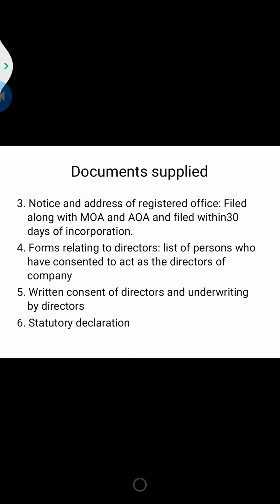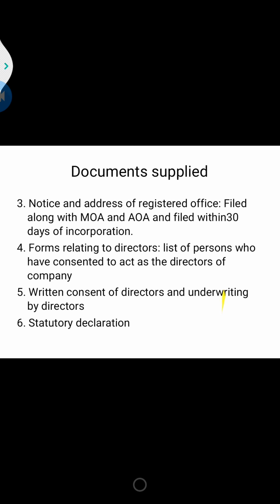Then the next is notice and address of registered office. So you are going to give the notice and address of registered office. This should be filed along with the memorandum of association and articles of association, and it should be filed within 30 days of incorporation. The next is form relating to the director, which means the list of persons who have consented to act as a director, the number of persons, the list, so that you are going to submit.